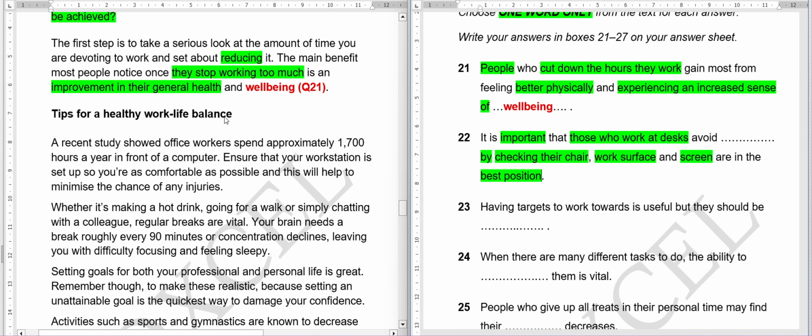Tips for healthy work-life balance. A recent study showed office workers spend approximately 1700 hours in front of a computer. All right, so in front of a computer, here is our screen. Ensure that your workstation is set up so you are as comfortable as possible, and this will help you to minimize the chances of any injuries. So you should set up your workstation so that you are comfortable, so that it will help to minimize something chances of injury. All right, so the answer is glaring, quite evident.